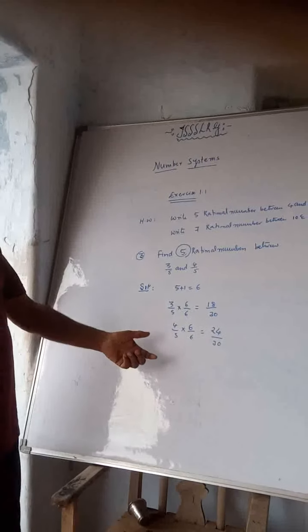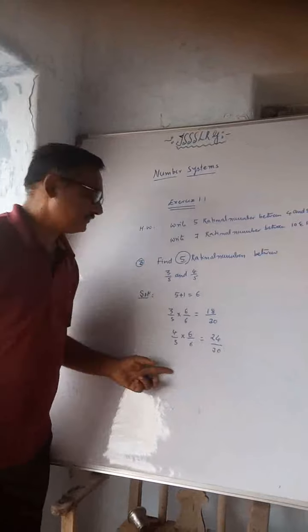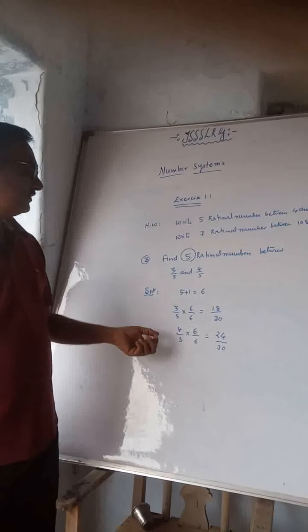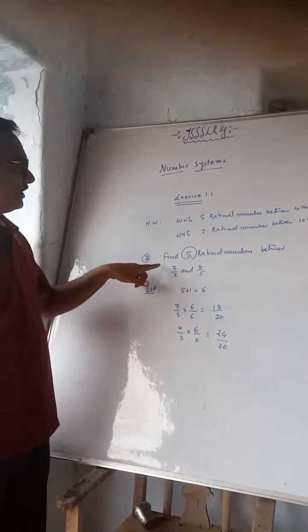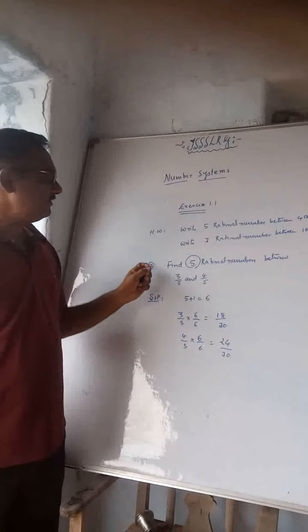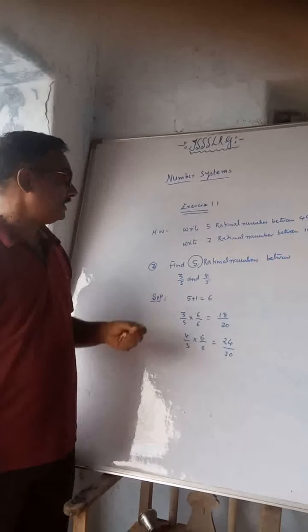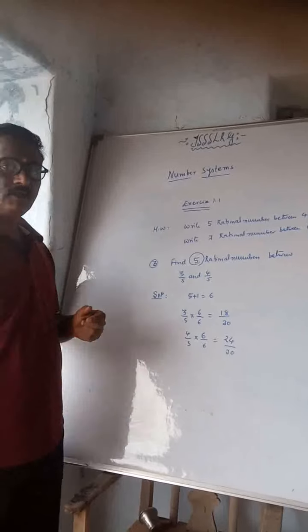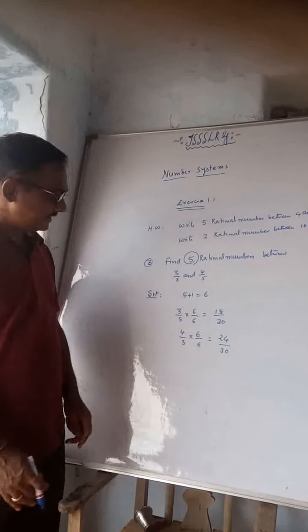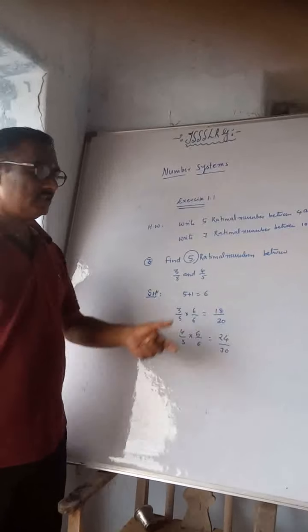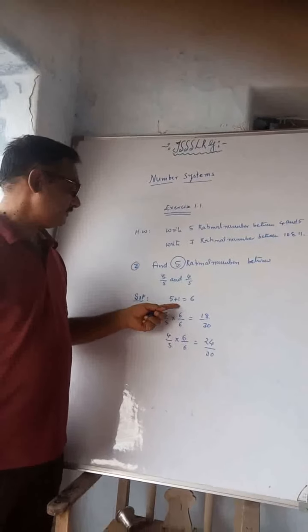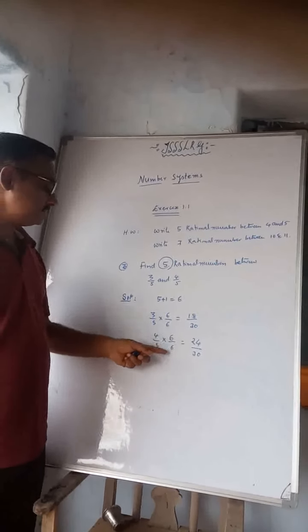Now why are we going to do so? What is the necessity of doing so? We couldn't get numbers between 3 and 4 directly, we can't find them. There may be unlimited rational numbers, but to get them easily we are going to extend the number. We multiply by 6 over 6 and here also 6 over 6.